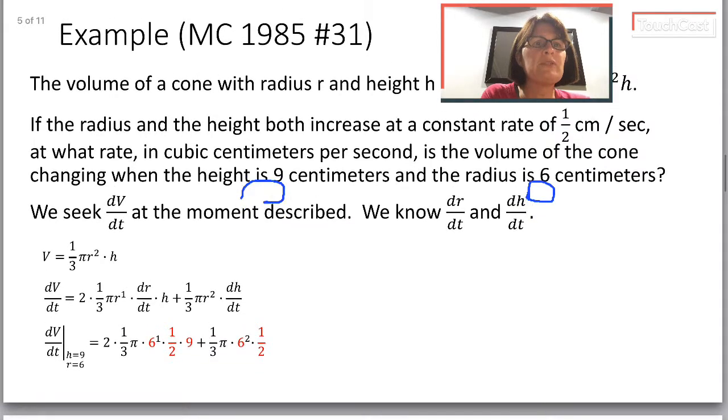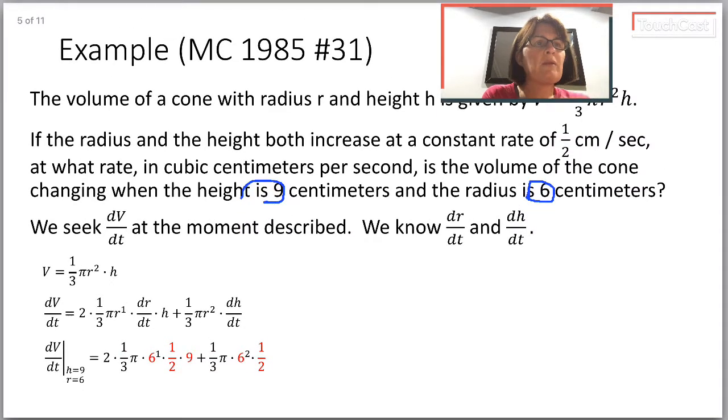And since I'm substituting in, my expression is no longer for dV/dt. It's dV/dt at some specified moment. It's not that this is any special notation, but to show that the place I'm freezing the picture is where the height is 9 and the radius is 6. So that's why I've used this notation.